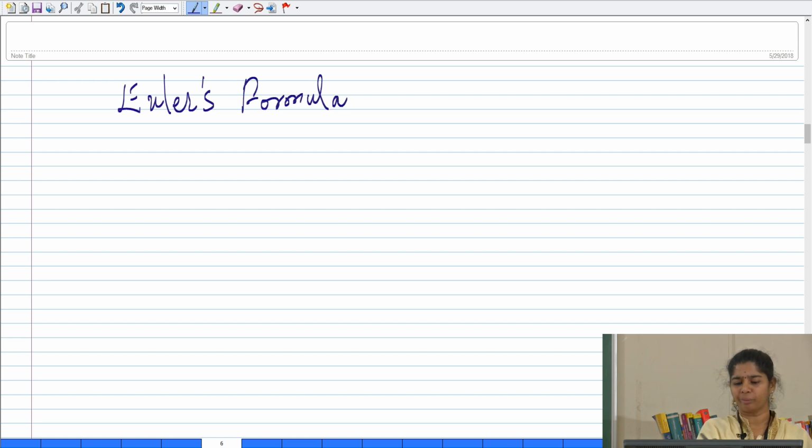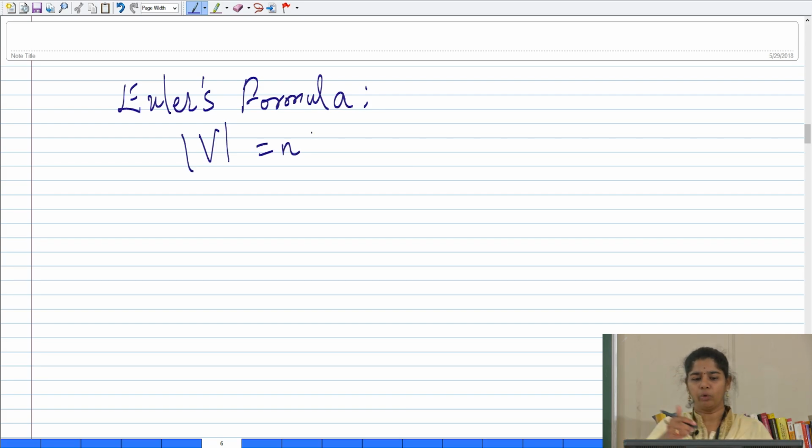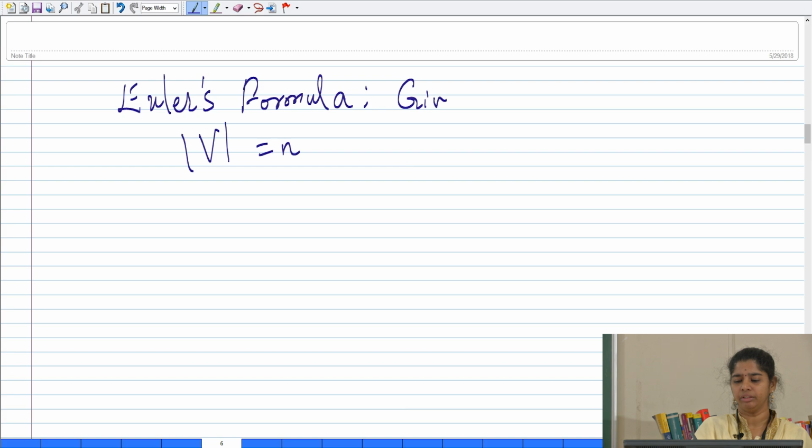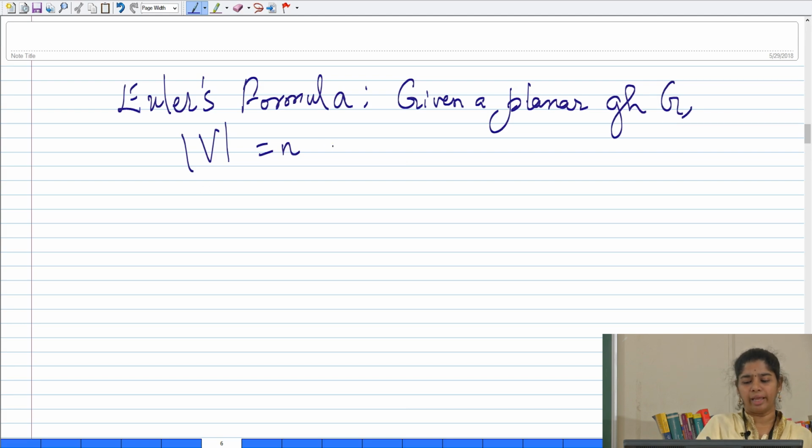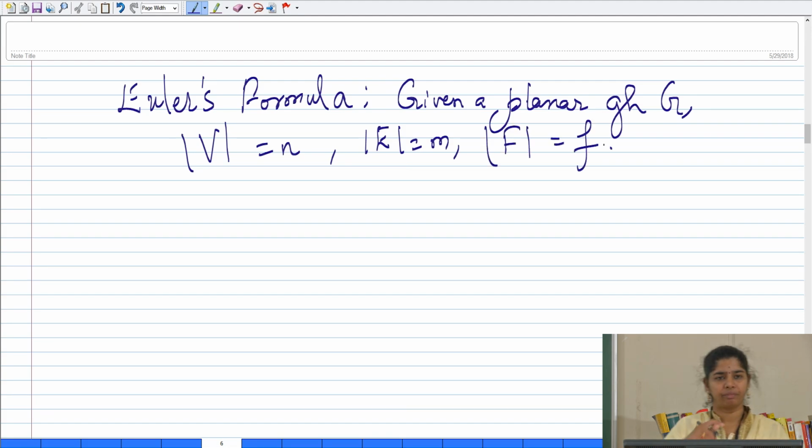This is again a formula given by Euler. It actually comes from polyhedral geometry. This says that, suppose we have the number of vertices in a graph. I am going back to a planar graph, given a planar graph G. Suppose there are n vertices, m edges, and say there are some f number of faces.